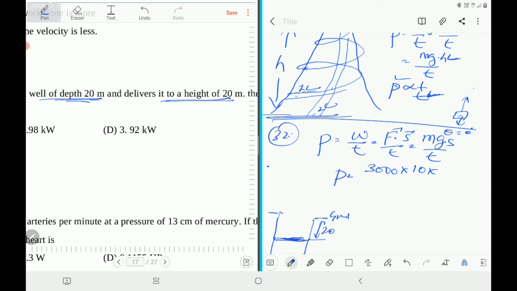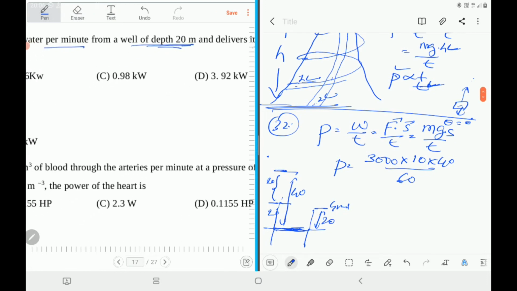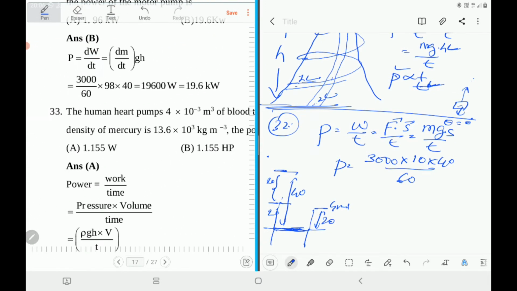And you are delivering it to a height 20 meter from this. This is 20. What is total height then from here to here? Total height is 20 plus 20. Total height to which water is lifted up is 40 meters. So you have to take 40 divided by the total time, 60 seconds. Now you can easily find the value.